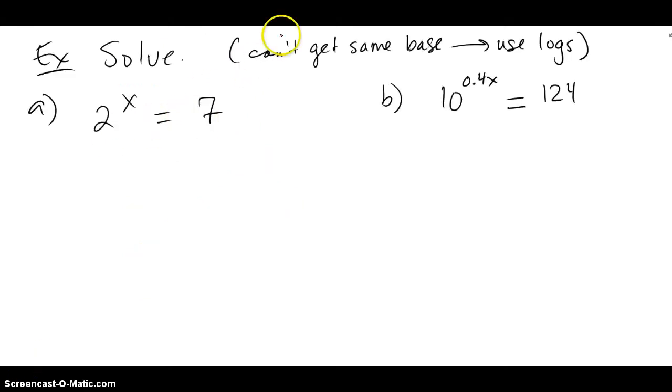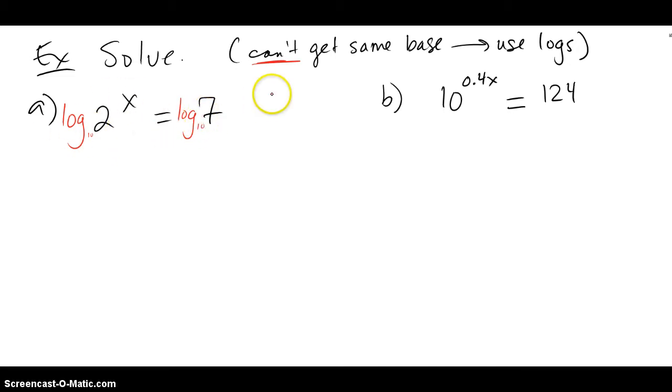Let's solve these equations. In this case, we can't get the same base, so we're going to use logs. There's no way I can rewrite 7 as a base 2, so automatically I just take log of both sides. Now I can choose to take log of both sides with the base 10. Of course, I'm not really writing it there because it's implied it's a base 10.